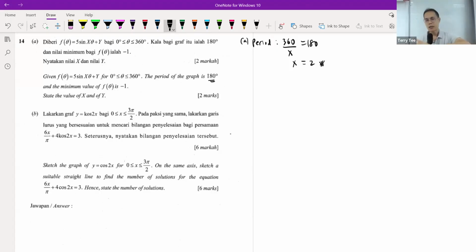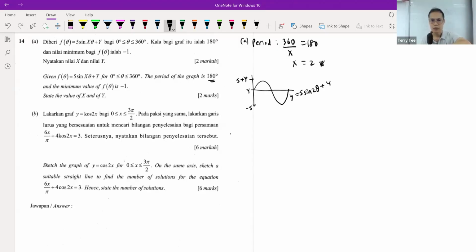Now, for the minimum and maximum, there are actually two ways to do it. Number one is to use a simple sketch of the graph. The graph of sine, in this case 5 sine theta, so your amplitude is 5, -5. Your x is 2, so you put 2 theta here. The moment you add y, this one you must add y, 5 plus y, this will be y.